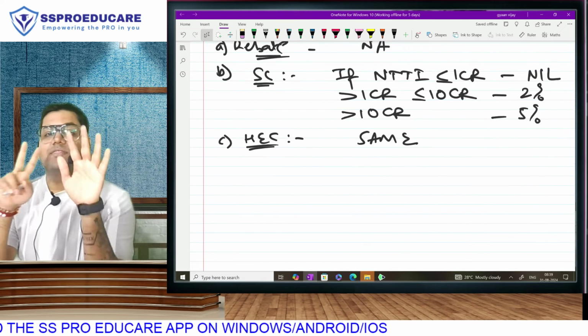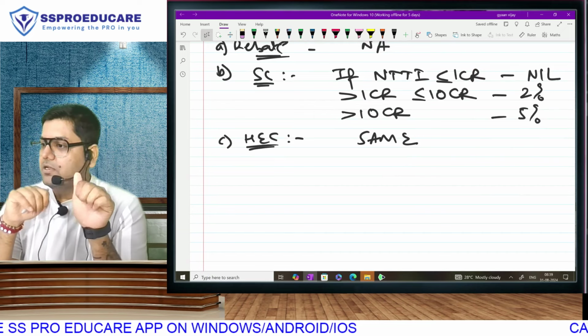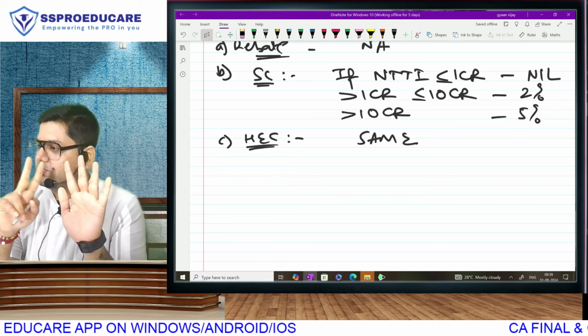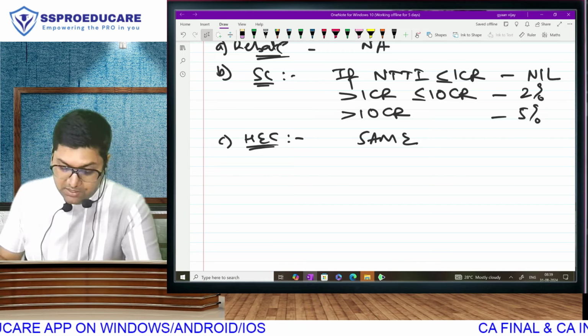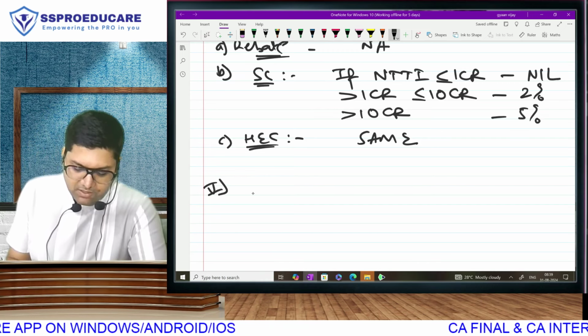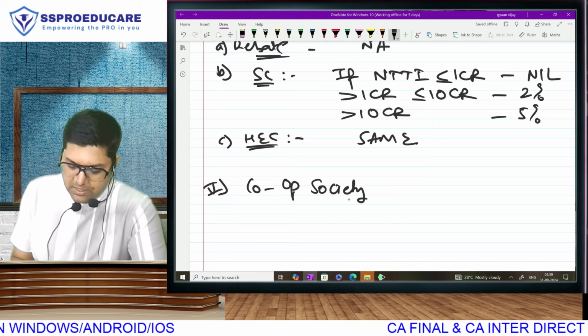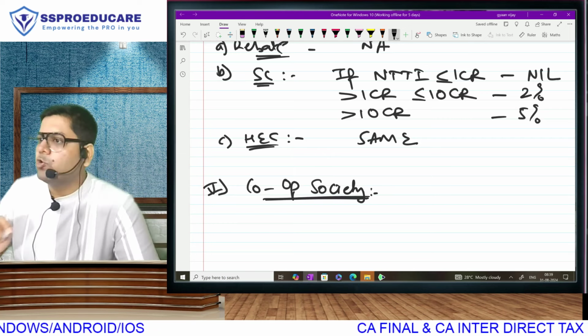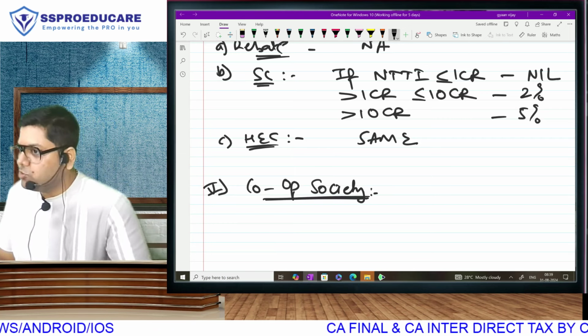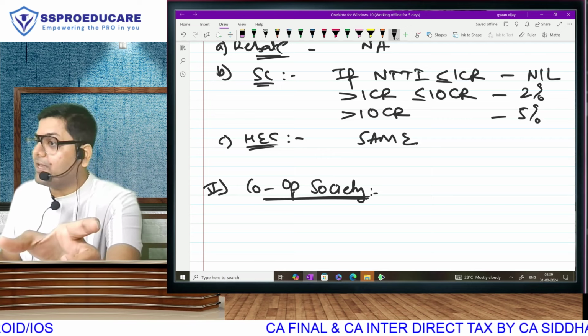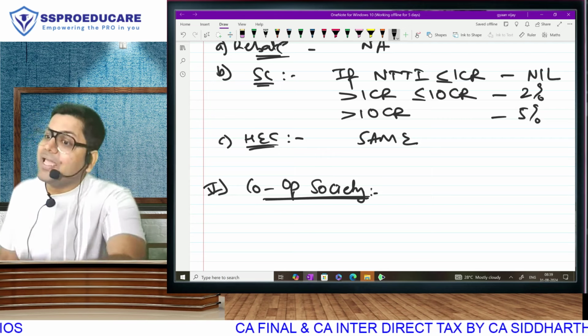That way, if you see the 7 people that fall in the definition of person: individual, HUF, company, firm, AOP, BOI, local authority, artificial juridical person, all are open. But surprisingly, there is an organization called a cooperative society. What is a cooperative society? A group of people who have come together for a common purpose or goal. Please listen to me carefully. When a cooperative society applies for a PAN card also, it applies as AOP only.